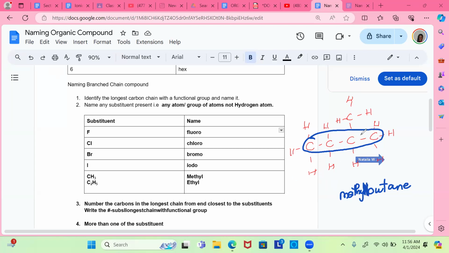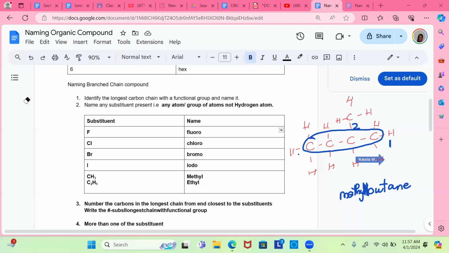So I need to figure out which carbon number has the methyl. If I count from the end closest to the substituent, going from left to right, it's 1, 2, 3, the substituent is on the third carbon. But if I count from right to left, the substituent is on the second carbon. So I'm going to number it from right to left because that's the end closest to the substituent.